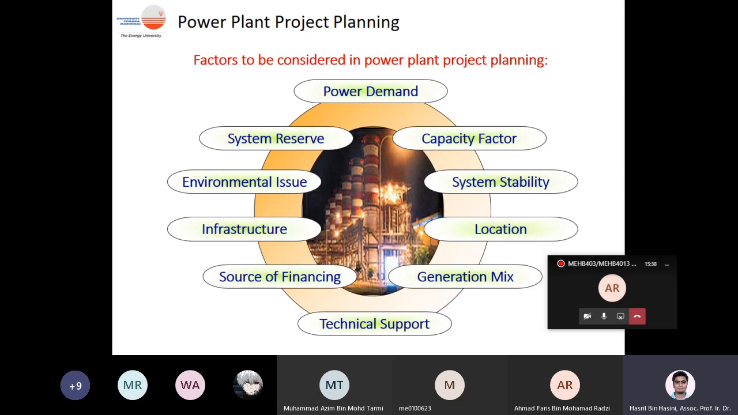Okay, and then we need to look at the support available for that particular location. Where do you get your financing or your loan? We need to look at the existing infrastructure that is available, environmental issues, and also our system reserve, whether we still have plenty of reserve or our reserve is already shrinking and needs to be topped up. So this is also some consideration that we need to look into for construction of the new power plant.